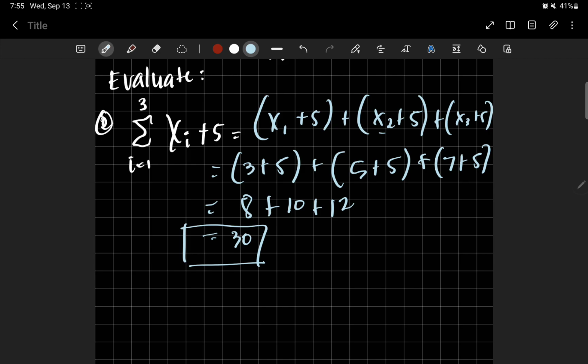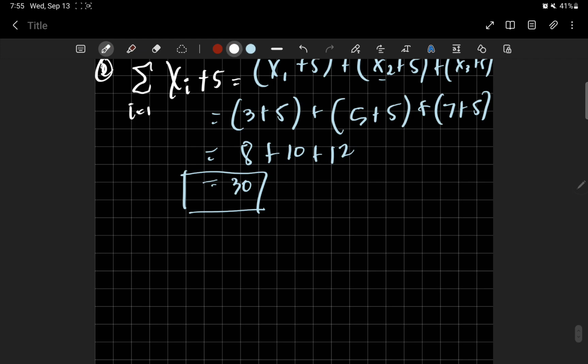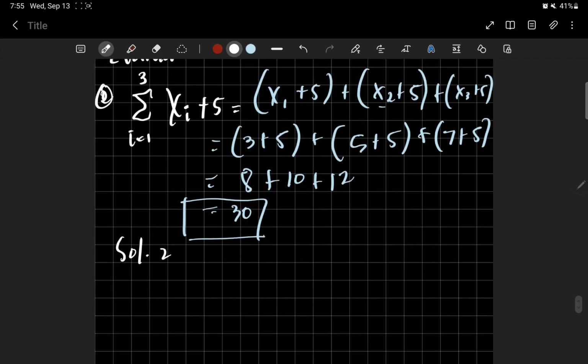Okay, so meron tayong another solution dito. Solution number 2, kung saan kayo mas nadadalian. So, applying the rule number 2, alam natin na kapag meron tayong constant sa ating summation notation, ano sabi natin? I-multiply mo lang siya kay n mo.